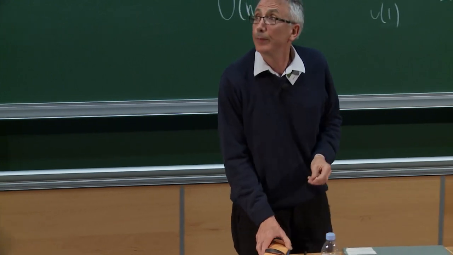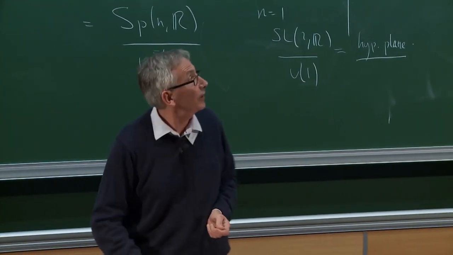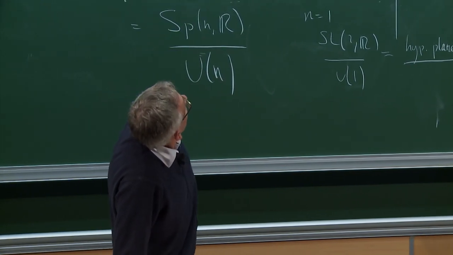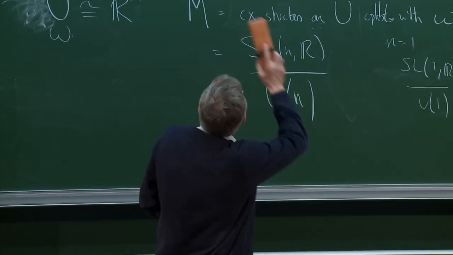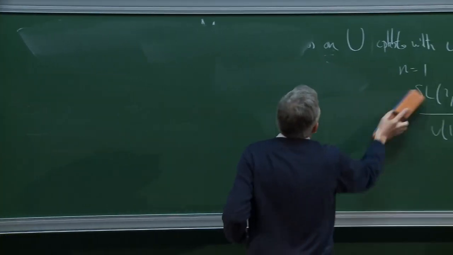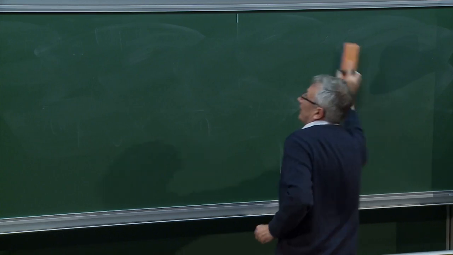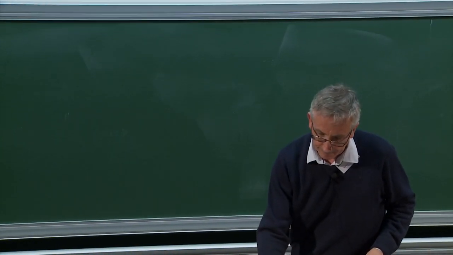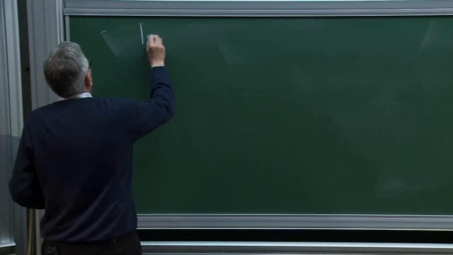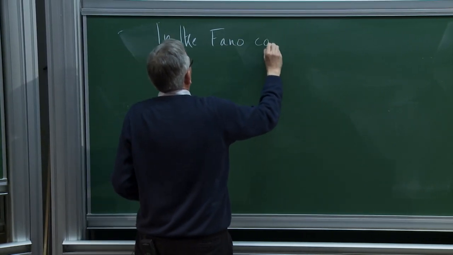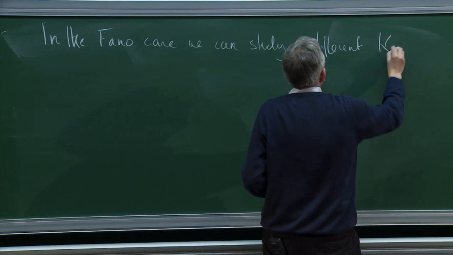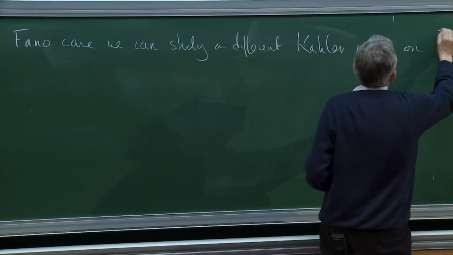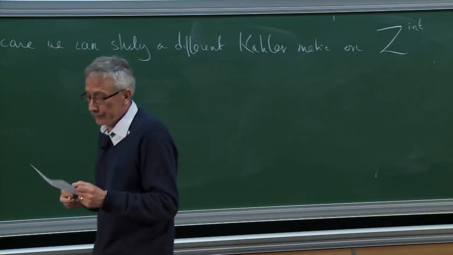Okay, so I want to push on now to get to the main point. How do we see, in this framework, anything special about the Kähler-Einstein situation? We don't see the Ding functional, anything like that. So, in the Fano case, we can study a different Kähler metric on this space of integrable almost complex structures.